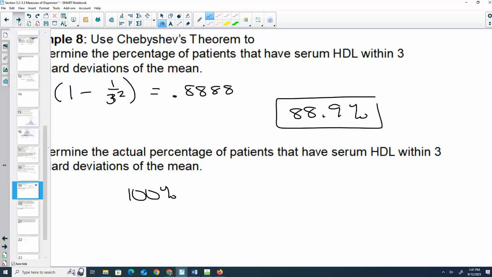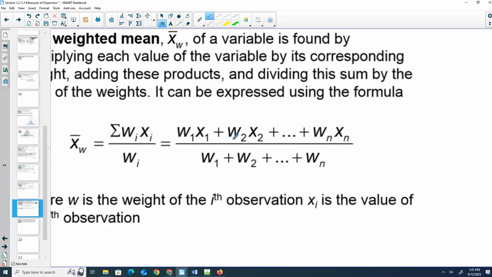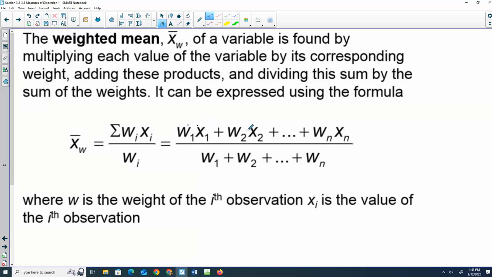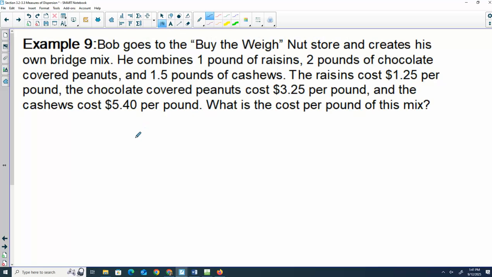So to find these, I think this formula is a little bit confusing. It's basically you take the weight times the number of points, and then divide by our total. I think it's easier to look at an example on these. So Bob goes to the nut store and creates his own bridge mix. He combines 1 pound of raisins, 2 pounds of chocolate covered peanuts, 1.5 pounds of cashews.